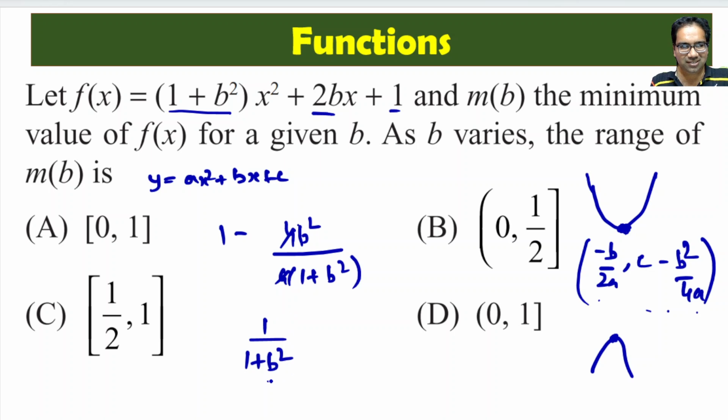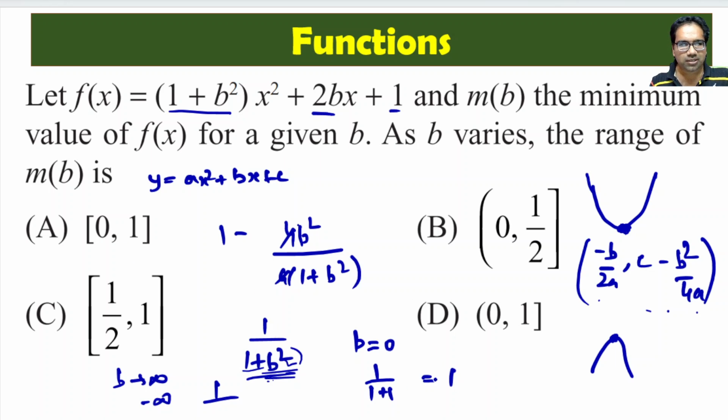Now clearly you can see b² is always greater than or equal to 0. When b equals 0, what will happen? 1/(1 + 0), which is equal to 1. When b is either less than 0 or greater than 0, it doesn't matter, b at -100 or +100, b² will still be the same. So as b becomes very huge, or b tends to plus infinity or minus infinity, the denominator will increase, and the numerator is the same.